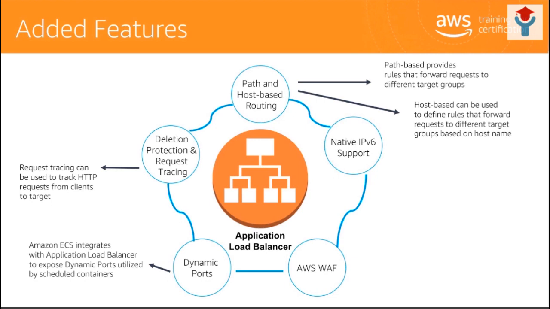Path-based routing allows you to create rules to route to target groups based on the URL in the request. Host-based routing enables the ability to have multiple domains supported by the same load balancer and route requests to target groups based on the domain requested. In addition to that, you gain the ability to use request tracing to track requests from clients to targets, and the ability to enable dynamic host ports when using EC2 Container Service scheduled containers.